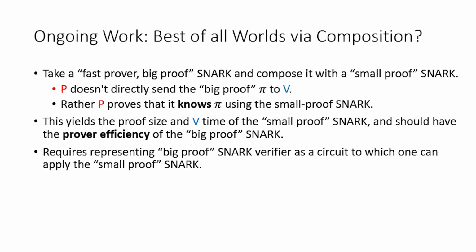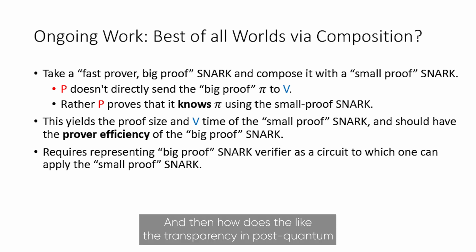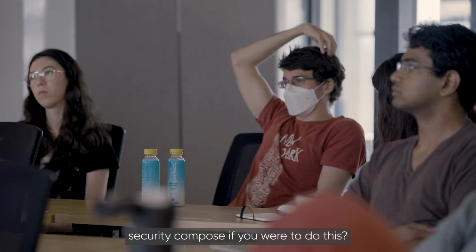And people are composing snarks today, but they're not using MIP and IP-based snarks that have the fastest prover in that composition. And I think essentially if they did, you'd get new cost profiles that would be very attractive. And then how does the transparency and post-quantum security compose if you were to do this?